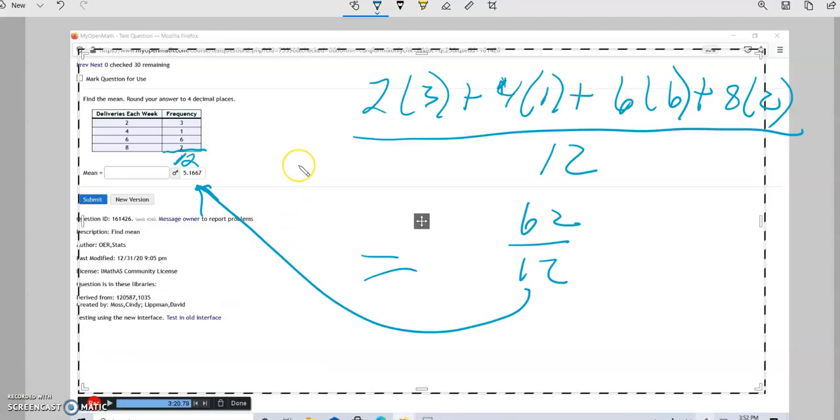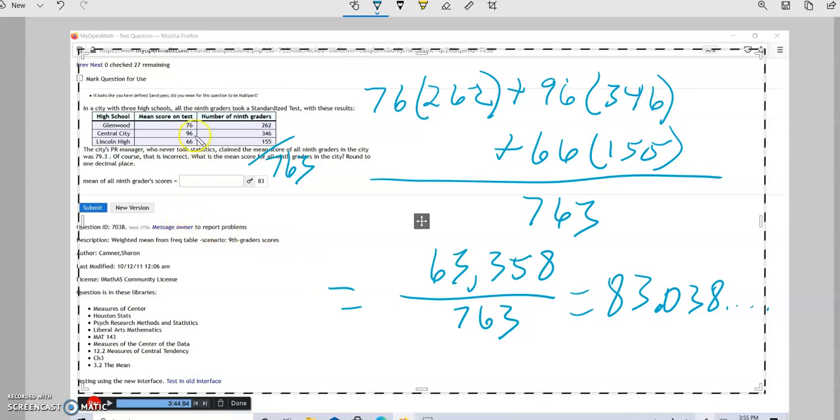Okay, this is called a weighted mean. All you have to do is take the number of deliveries times the frequency of each and add them up. That's your numerator. So 2 times 3 plus 4 times 1 plus 6 times 6 plus 8 times 2. If you add them up you get 62. And the total frequency is 12. You would divide by 12, so 62 divided by 12, you get 5.1667.